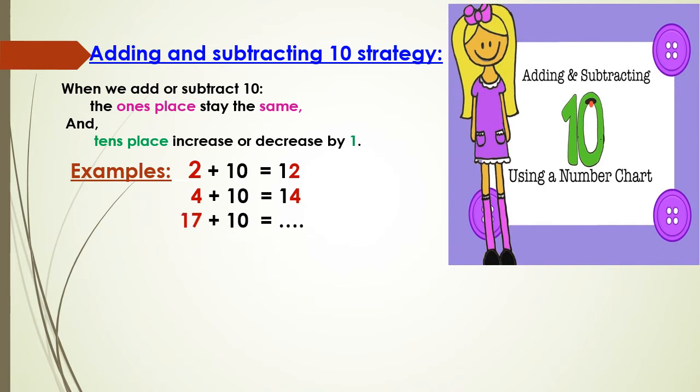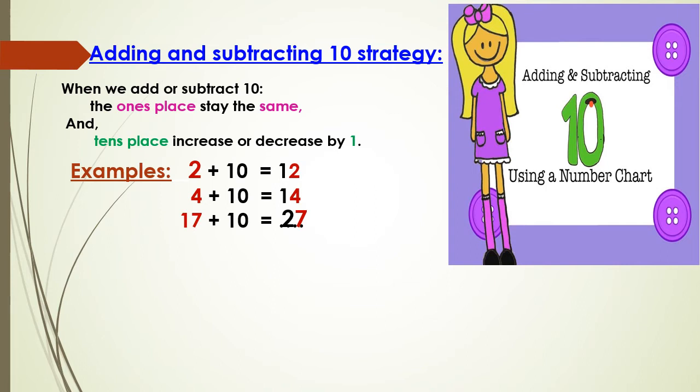Here we have 17 plus 10. I want to solve this addition problem using adding 10 strategy. First, look at the ones place. The ones place here, 7. So we will write 7 as it is. Okay? And look at 10's place. 10's place here, 1.